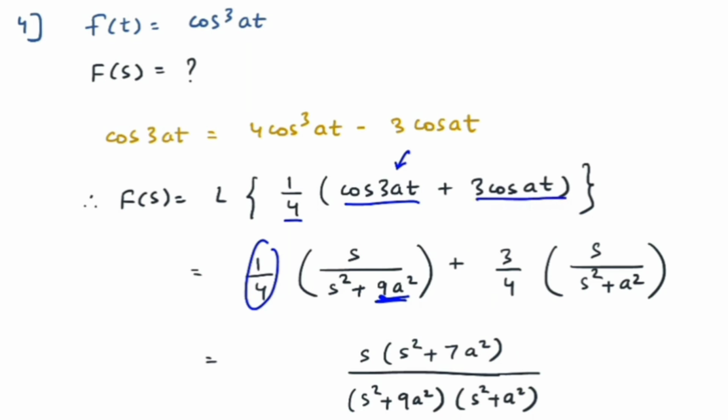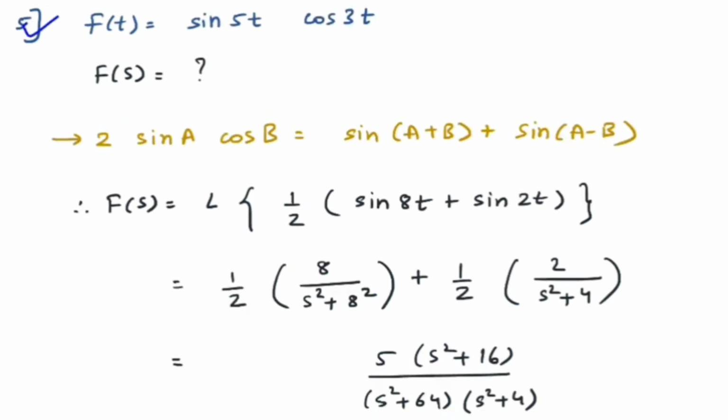Similarly, 3 cos at upon 4, because this 4 would be here, right? So 3 by 4 is a constant, take it outside. Laplace of cos at would be s upon s square plus a square, and do the simplification, the final answer would be this. Now this is one of the trickiest questions.